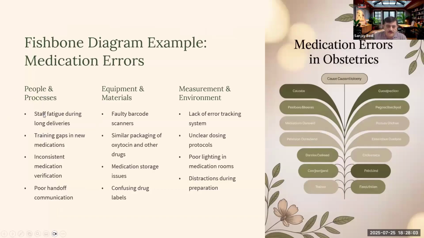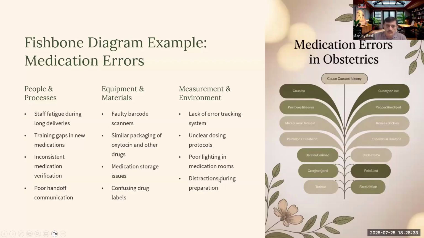The people and processes: staff fatigue, training gaps, inconsistent medication practices. Equipment and materials: similar packaging of oxytocin and other drugs, medication storage issues, confusing drug labels, lack of an error tracking system, unclear dosing protocols, poor lighting in medication rooms, and distractions during preparation.